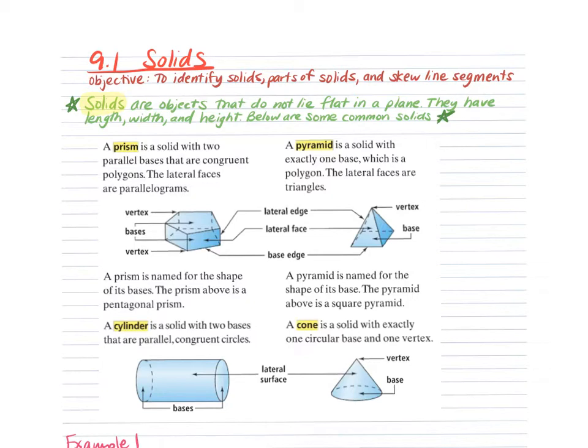Okay, so solids are objects that do not lie flat in a plane. So they're going to be three-dimensional instead of two-dimensional. So they don't lie flat. They have a length, a width, and a height. So that's the 3 dimensions. Below are some common solids.